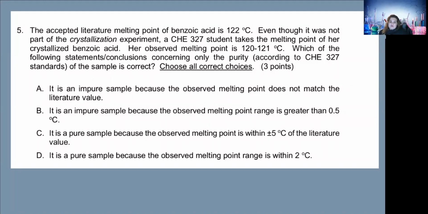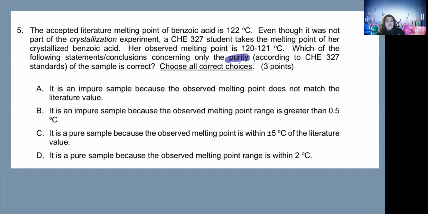All righty, so we are told the accepted literature melting point of benzoic acid is 122 degrees Celsius. Even though it's not part of the crystallization experiment, a Chem 321 student takes the melting point of her crystallized benzoic acid. Her observed melting point is 120 to 121 degrees Celsius. Which of the following statements are conclusions concerning only the purity, according to Chem 327 standards, of the sample is correct? And they want us to choose all correct choices. So melting point, right? To be a pure sample, we want the range to be between 1 and 2 degrees Celsius. Okay, that's for it to be pure.